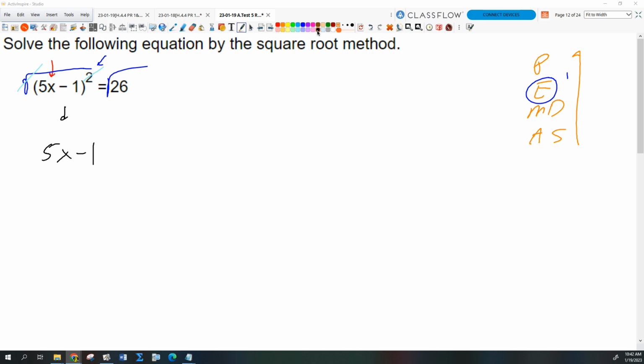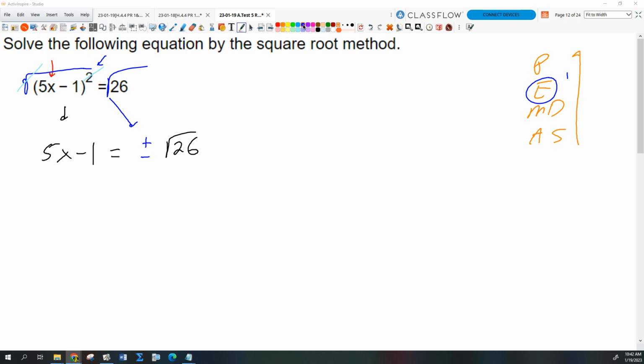5x minus 1 on the left side. What are we going to get on the right side? Square root of 26. But what are we forgetting that's really important? Plus or minus. Yep, anytime I square root both sides, I have to include that plus or minus, right?